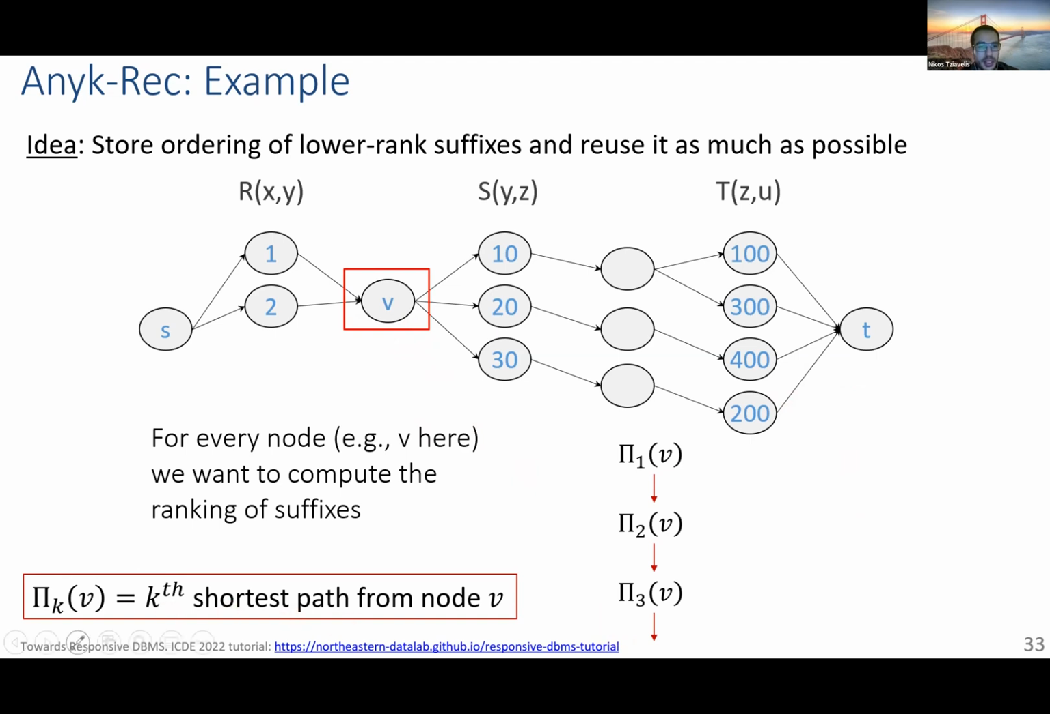The notation we use here is pi k of V. This is the kth shortest path from V. So what we want to compute is pi 1 of V, pi 2 of V, pi 3 of V, and so on. So let's see how we do that.